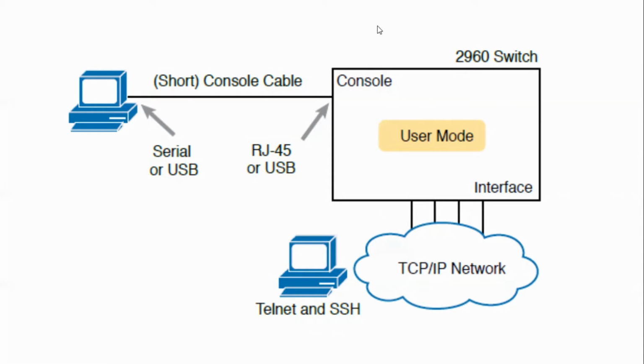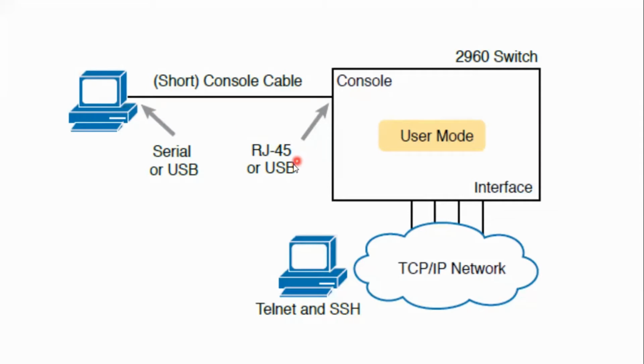This is your router. Oh sorry, this is a 2960 switch you can see, but it can be a router also. It has a console port, which is an RJ45 or USB port, and you must have a serial, or there is a USB to serial converter right now in the market. You can have that also if you don't have one, because serial ports are not common nowadays.